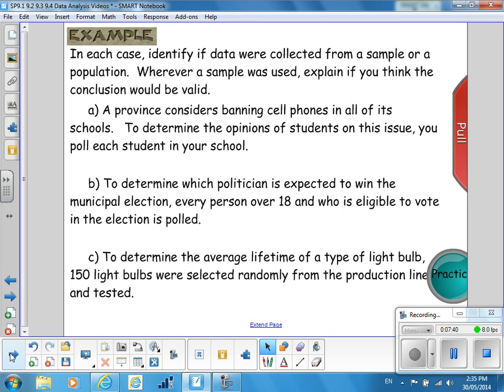Now again, 150, well, it depends. 150 out of how many? If it's 150 out of 1,000, yeah, you probably hit a pretty good sample. But if it's 150 out of 1 million, you may not have found a good representation of your data.